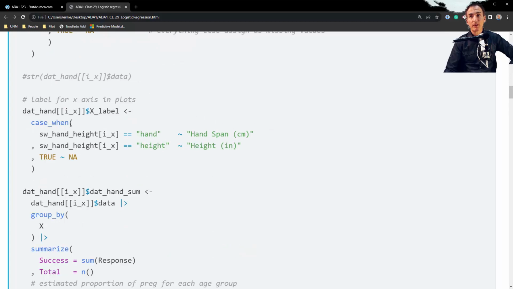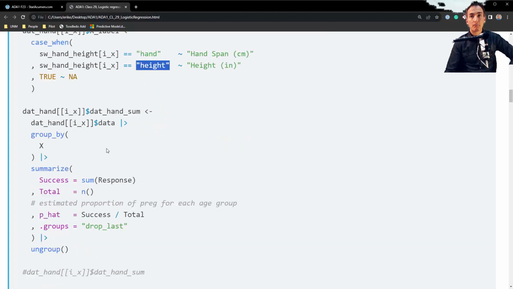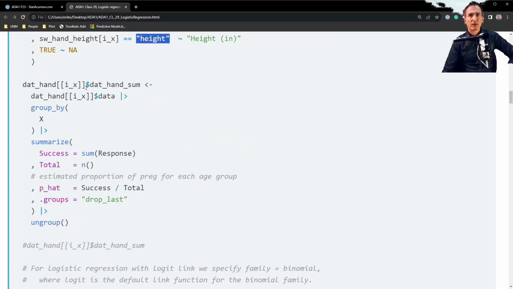Now, I've got a label for the x-axis. So same case when, so this x label is going to be either hand span or height, depending on that same switch. I've got this data summary where, for the data set, I start with the data set, I group by the x variable, and then I summarize the number of successes and the number of total, and I calculate these proportions. And we're going to use some of this in some plots. Okay.